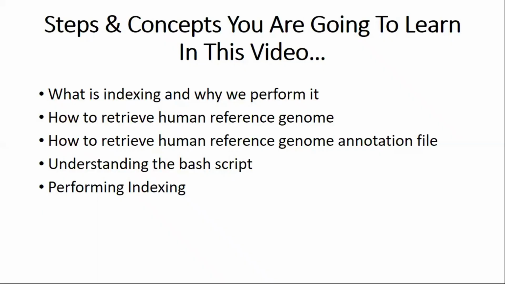The steps and concepts you are going to learn in this video are: what is indexing and why we perform it, how to retrieve the human reference genome for indexing, and how to retrieve the human reference genome annotation file. These are the two files needed for indexing. Then, understanding the bash script. First of all, I will explain what the Linux or bash script should be before performing indexing. After that, we will perform indexing and I will show you the output. So this is a complete video related to genome indexing, and this is very important.